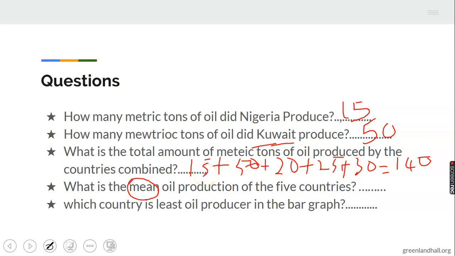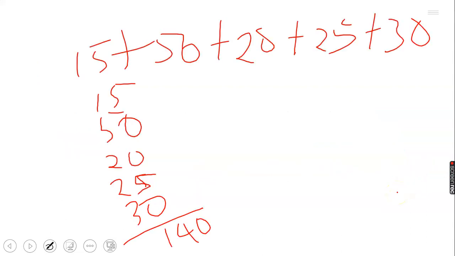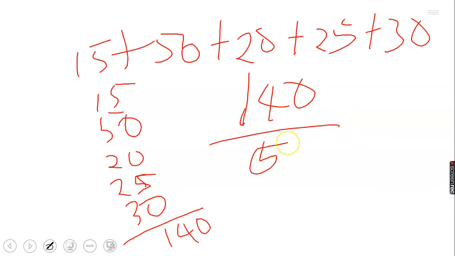So you add the figures together. That's 140. And how many figures are there? How many variables? 1, 2, 3, 4, 5. So if you remember how I told you mean at that time, after you have added together, you divide by the number of variables. So we have 5. So you have 140 divided by 5. 140 divided by 5. What do we get?